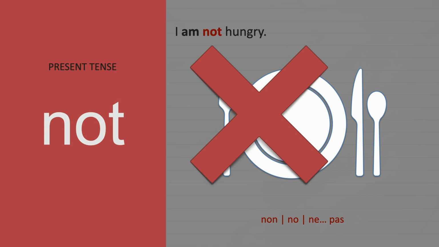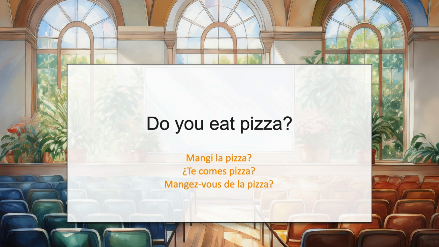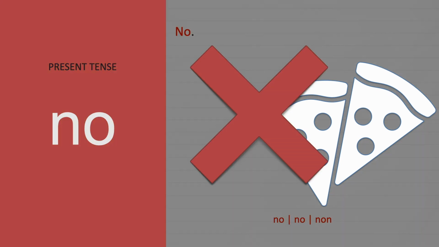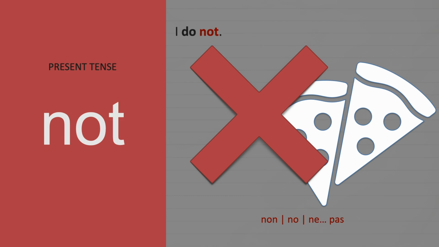All right, I think you're getting the hang of this. So let's look at our next example. Do you eat pizza? If you eat pizza, you can say yes, I eat pizza. But to make this negative, you can say simply no. Or I do not. Or I do not eat pizza.